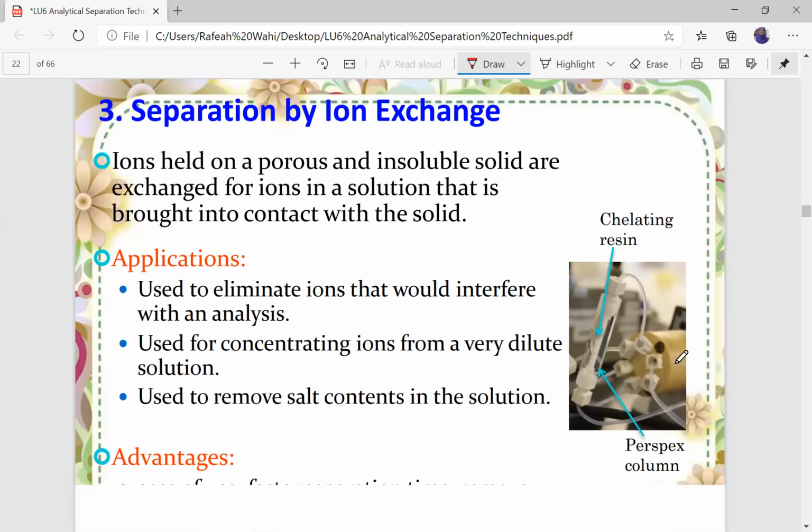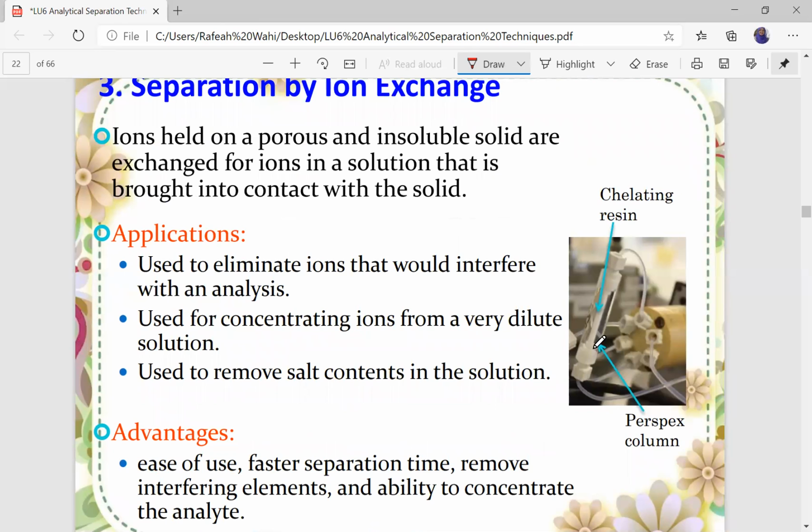Here is a photo of a simple ion exchange apparatus, whereby we use chelating resin as the substance that we put into the column. We call it the ion exchanger. We put chelating resin as the ion exchanger for our ion exchange process.